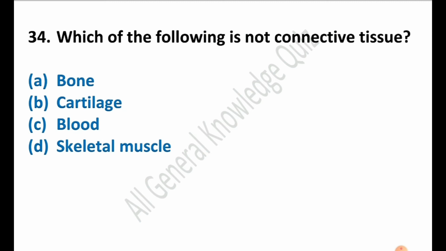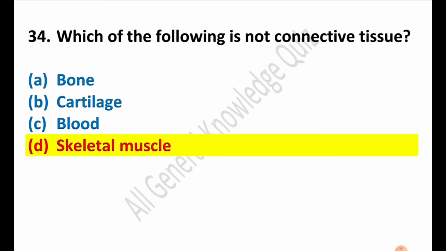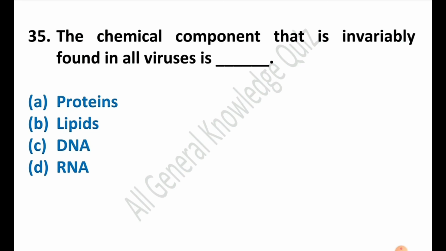Option C, blood. Option D, skeletal muscle. The answer is option D, skeletal muscle. Skeletal muscle is not a connective tissue. Question number 35. The chemical component that is invariably found in all viruses is option A, proteins.